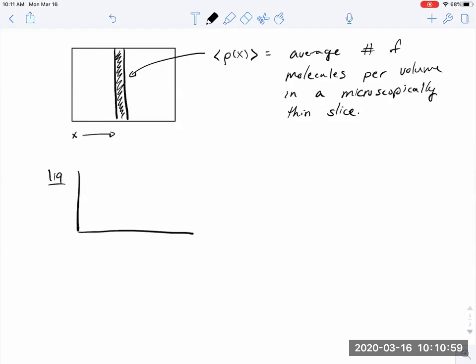If, for example, I plot that density as a function of x, well, the density of the liquid at one point in space and at another point in space in a microscopically thin slice will be the same. In fact, if I do this throughout this region x, I'll get exactly the same results. It'll be just whatever the bulk density of that liquid is.